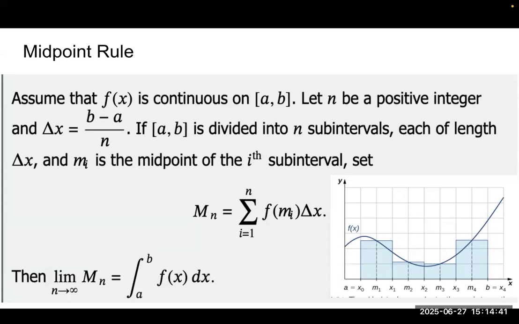Then you can find the delta x from here. Then we need to find the function values, and we know x0, x1, x2, x3. Suppose I'm going from 1 to 4, so b is 4 and a is 1, and the number of rectangles is 4. Then 3 by 4 will be 0.75.